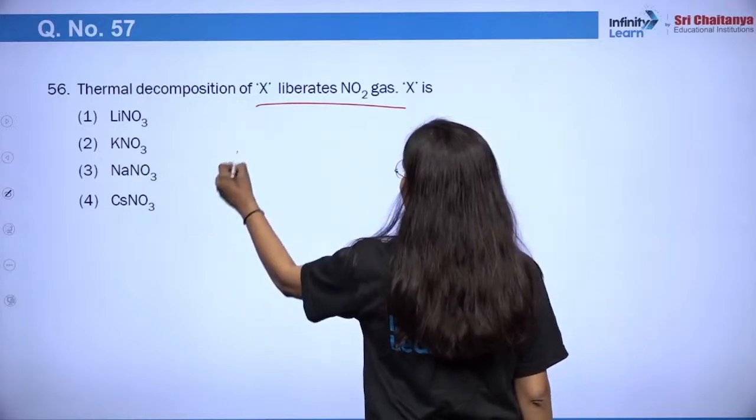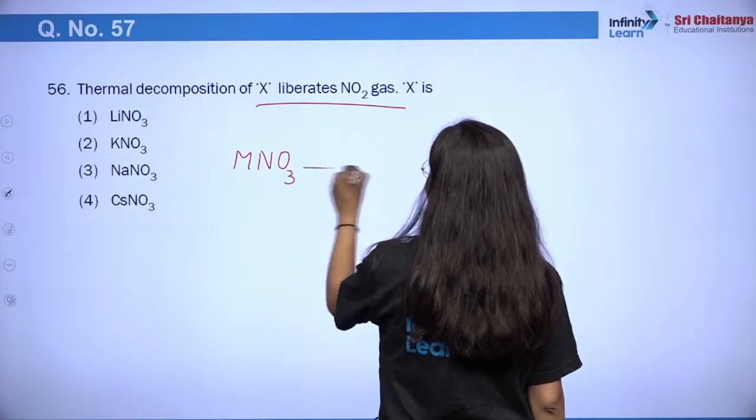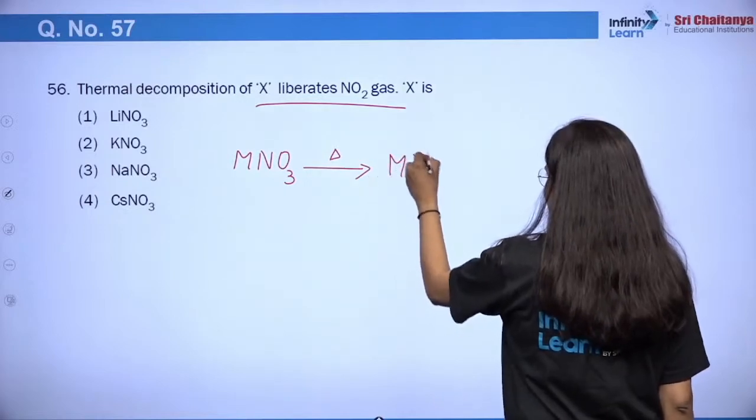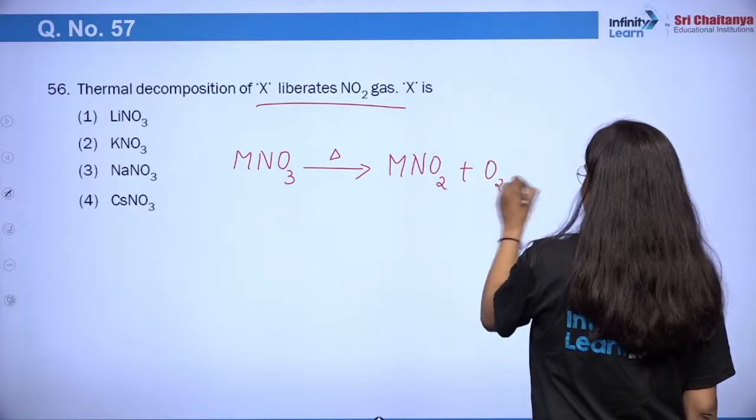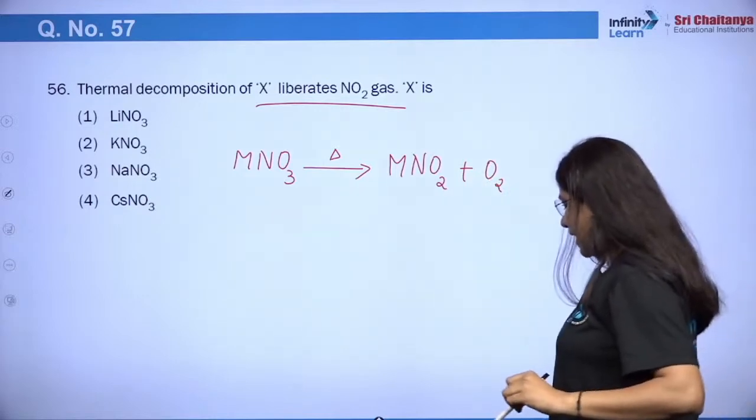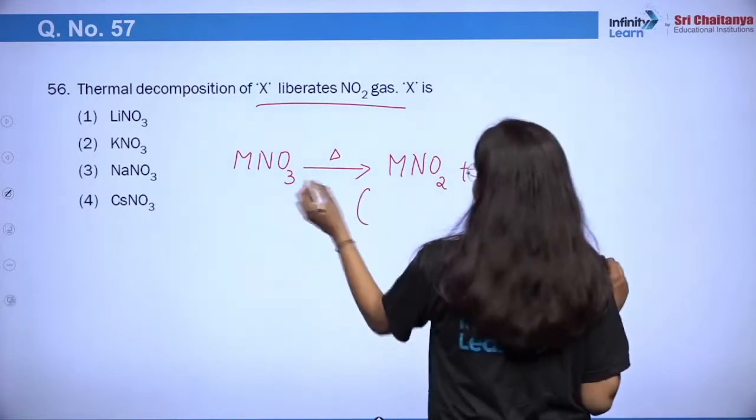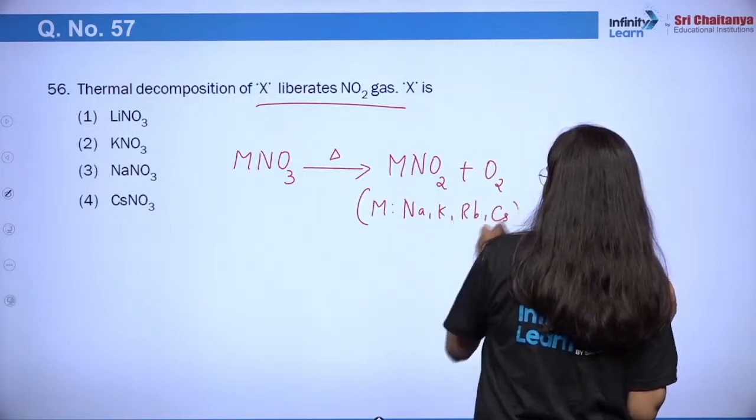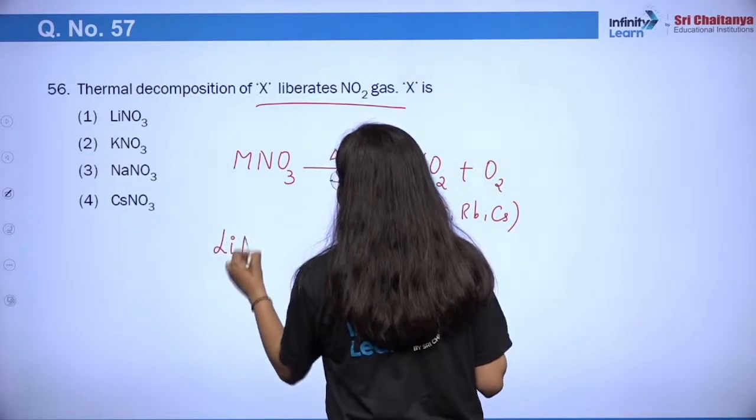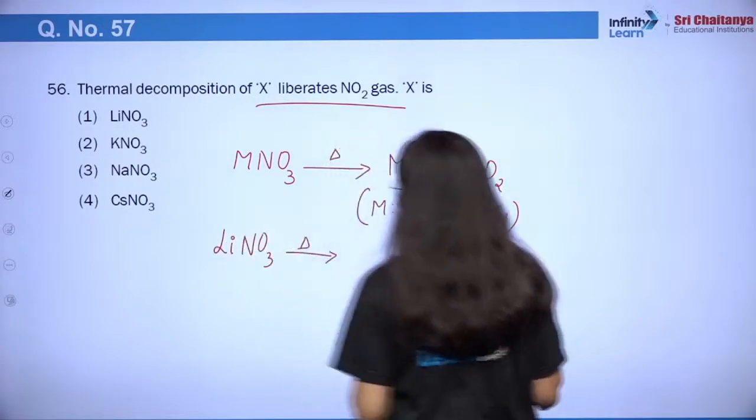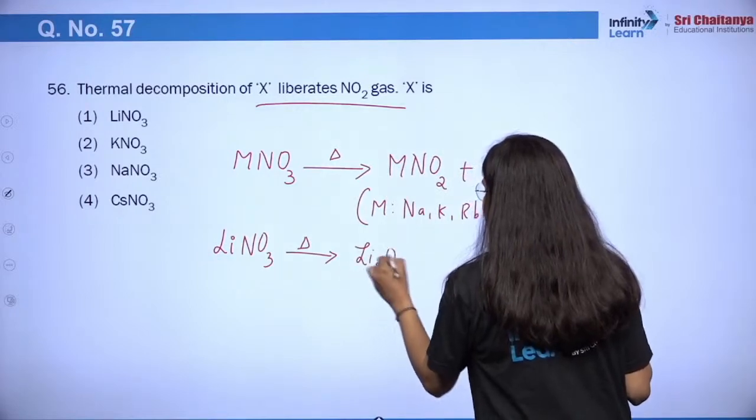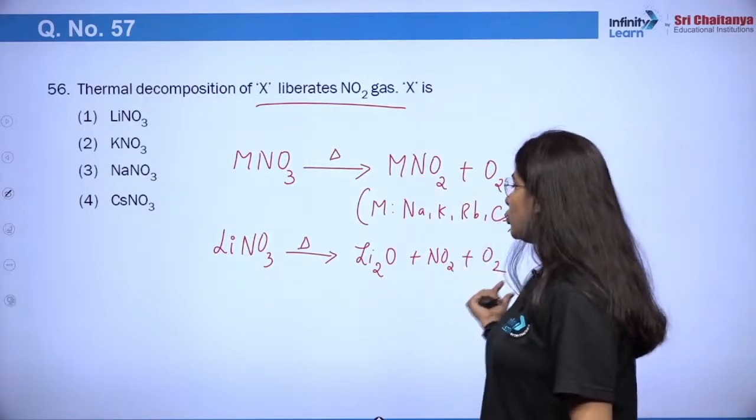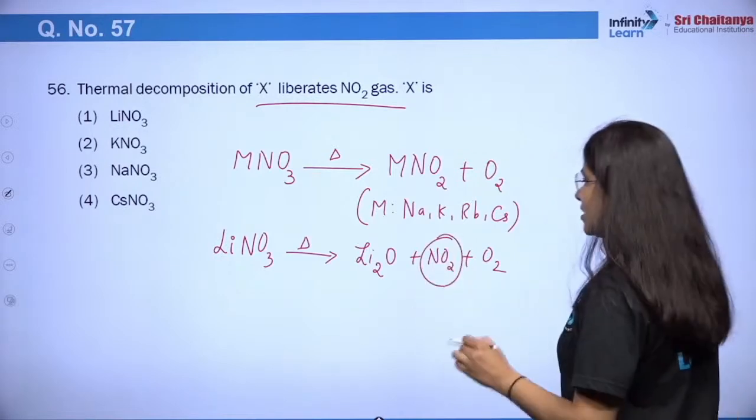But let's see. Now when I am taking a metal nitrate and heating it, thermal decomposition of metal nitrate, generally they will give me what? Metal nitrite plus oxygen gas. But this is applicable when M is what? Sodium, potassium, rubidium or cesium. But in case of lithium nitrate, when I am heating lithium nitrate, what am I getting? I am getting lithium oxide plus NO2 plus O2. So here, in addition to O2 gas, I am also getting this NO2 gas, which is brown in color.